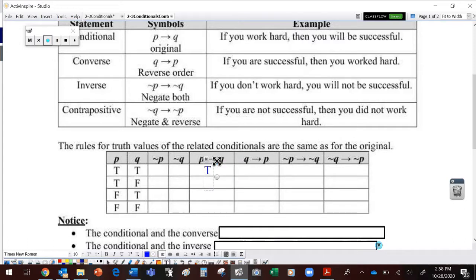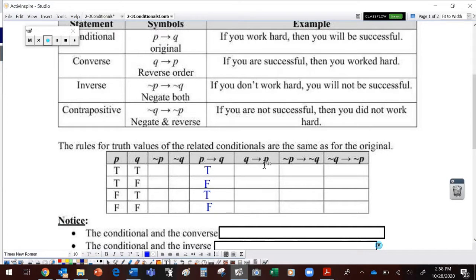Okay, I have true, false. This is the scenario where the conditional is going to be false. The hypothesis is true and the conclusion is false. Then I have false, true. The hypothesis is false, but the conclusion is true. That means the conditional is true. And then lastly, we have false, false. The hypothesis is false, the conclusion is false, but the conditional is true. So this is our original. This is our base right here.